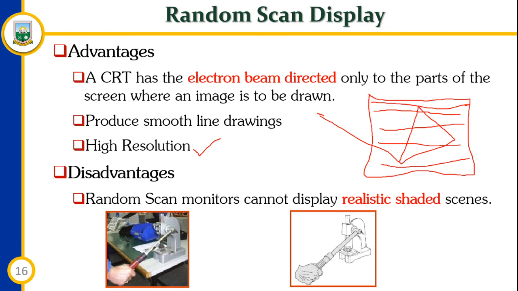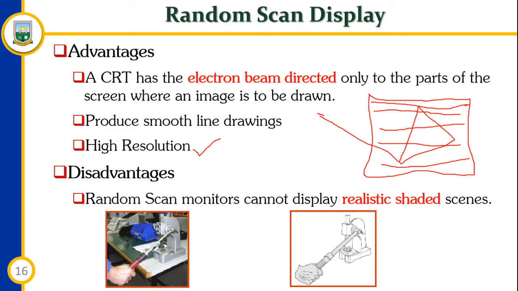It has its disadvantage, and the disadvantage is that a random scan monitor cannot display realistic shaded scenes. For instance, this is an object that we want to draw. This object is quite realistic, but if you use a random scan display, we're unable to come out with a realistic shaded scene because it's a line segment drawing. We would have our objects in this form. Of course, we will not be able to have realistic objects created in the scene for us to see on the screen. Alright, so that is about the random scan.